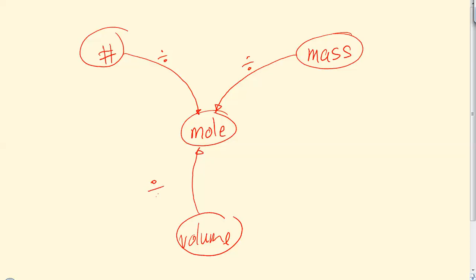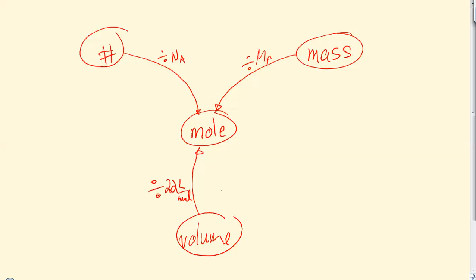Okay? And what you divide by is just a matter of what you're talking about. So for number, you're dividing by n sub a. For mass, you're dividing by molecular mass, relative molecular mass. And for volume, you're dividing by 22.4 liters per mole.